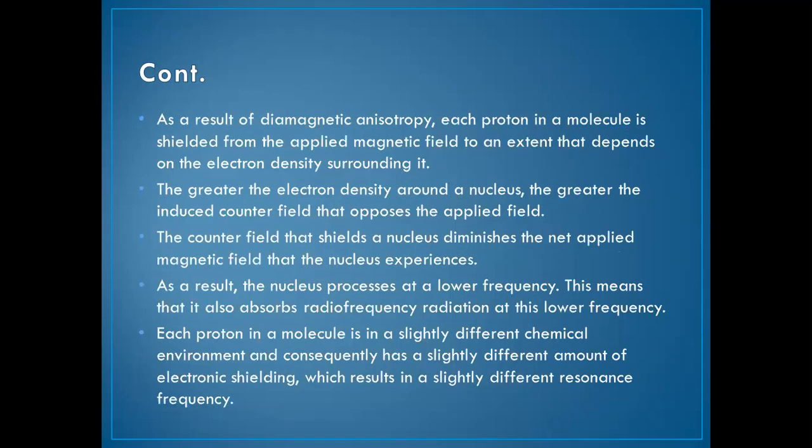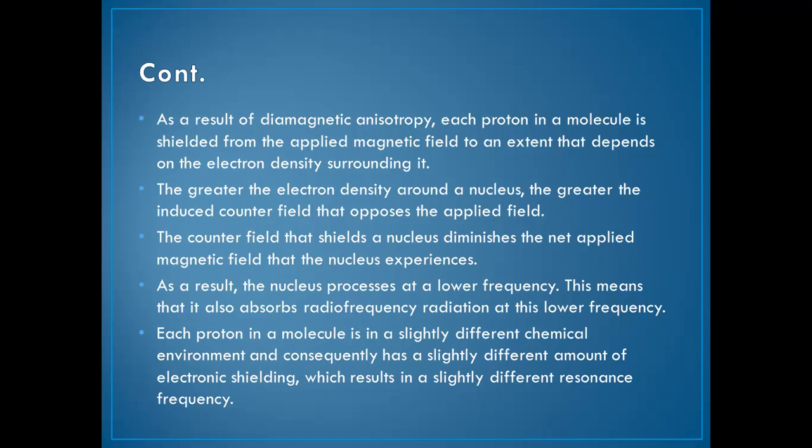As a result of diamagnetic anisotropy, each proton in a molecule is shielded from the applied magnetic field to an extent that depends on the electron density surrounding it. The greater the electron density around the nucleus, the greater the induced counter field that opposes the applied field. The counter field that shields a nucleus diminishes the net applied magnetic field that the nucleus experiences. As a result, the nucleus precesses at lower frequency. This means that it also absorbs radio frequency radiation at this lower frequency.